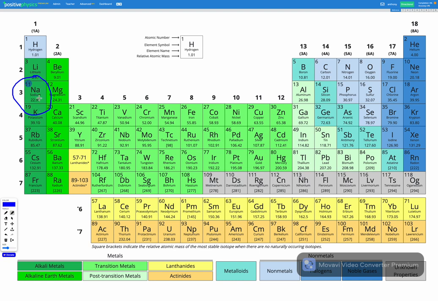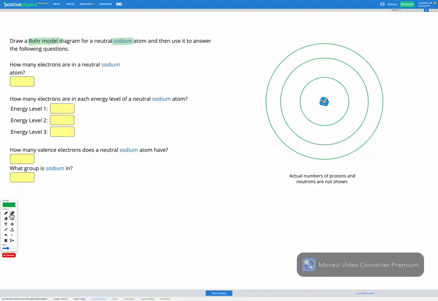That means sodium has 11 protons. Now, if we remember, in a neutral atom, the protons and electrons have to balance each other out so that the overall charge is 0. So if we've got 11 protons, we also have 11 electrons. So I know there are going to be 11 electrons in a neutral sodium atom. So now that I know I have 11 electrons, I'm ready to draw my diagram.